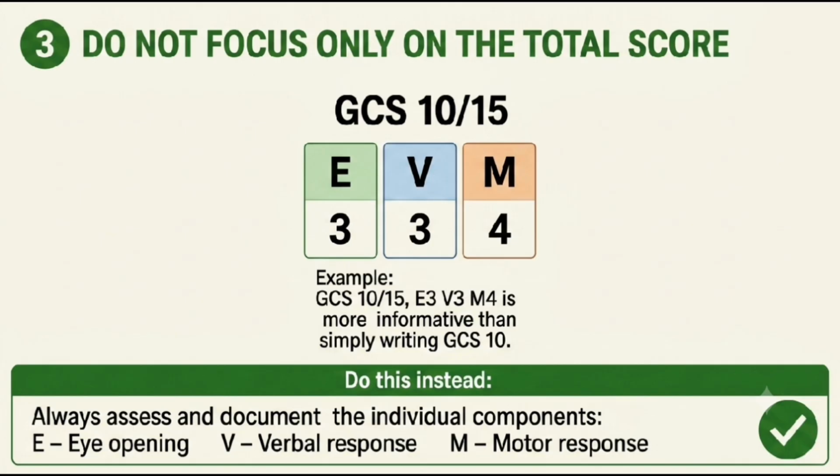Third, do not focus only on the total score. Always look at the individual components. E, eye opening, V, verbal response, M, motor response. For example, documenting GCS 10 by 15, E3, V3, M4 provides much more information than simply writing GCS 10.